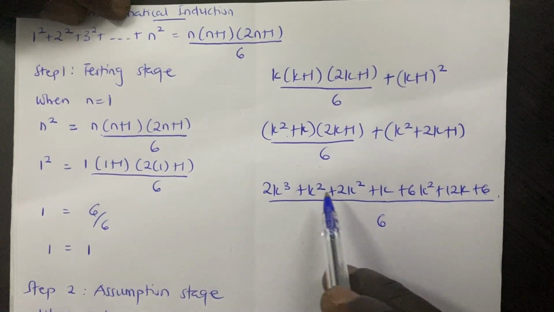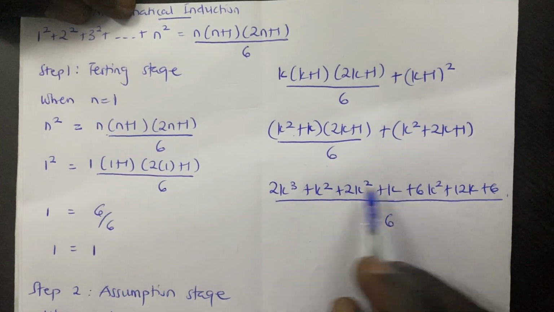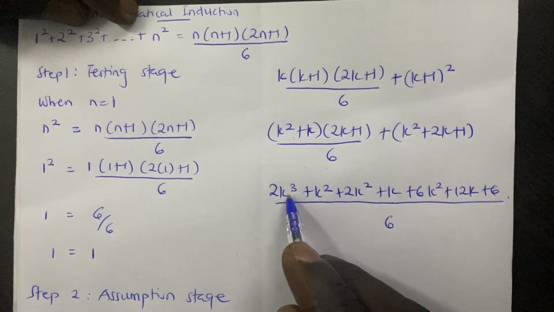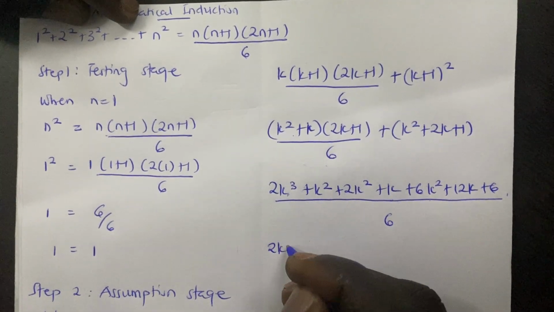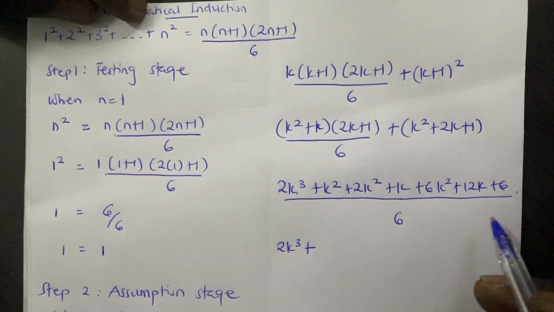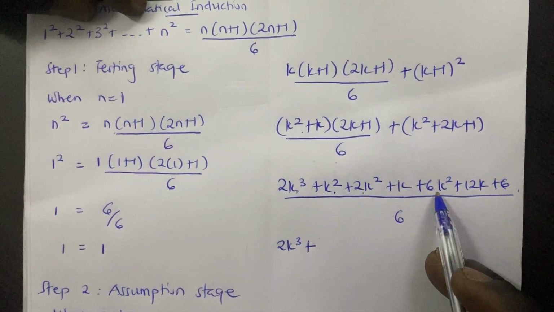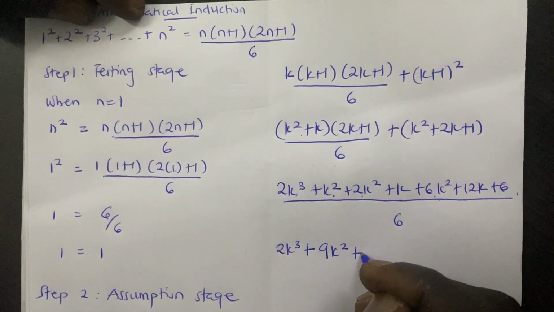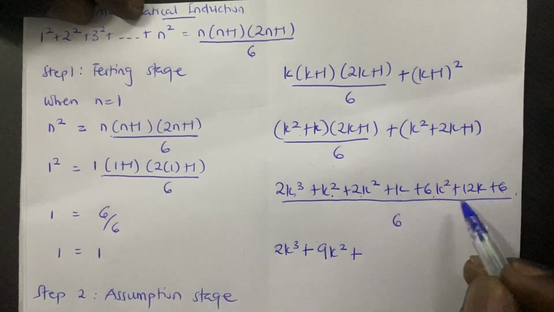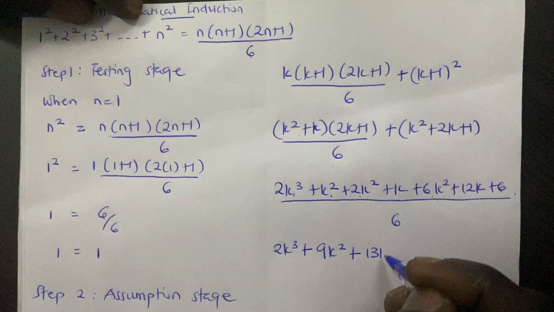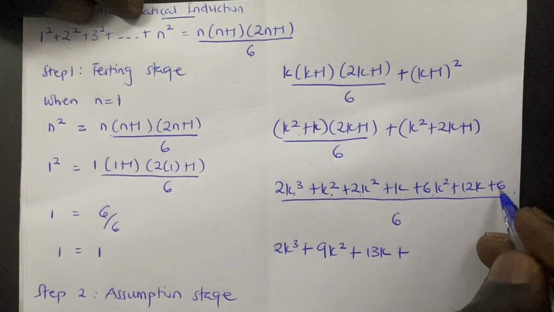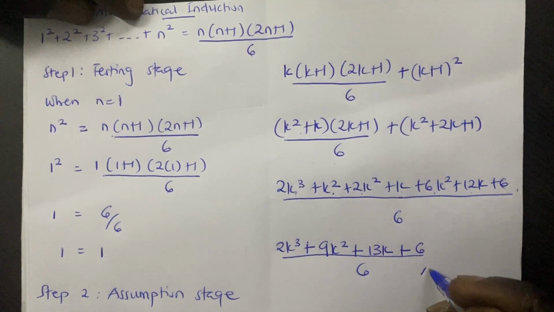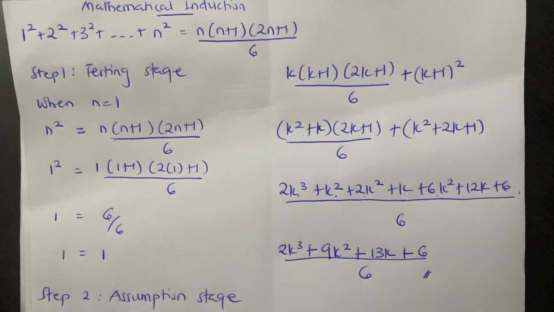So we can just straight away add what we have here, group like terms, and then add them. So we have only one variable for k cubed. So we are going to get 2k cubed plus, for k squared we have k squared, 2k squared, and then 6, right? So we're going to get 9k squared plus, and for the values of k we have k and then 12k, which is giving us 13k plus, we have 6 here, which is giving us 6 divided by 6, and this is our answer. So this is what we had for the left hand side.